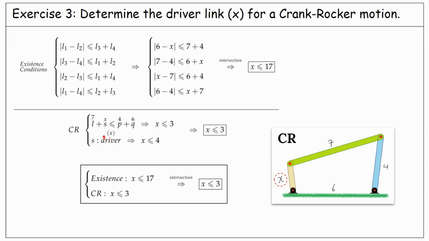The driver is X, and for being the shortest, it should be 4 unit lengths or less. And considering X as the shortest here, this condition ends up as X must be shorter than or equal to 3. The intersection of the two Grashof's conditions becomes X must be 3 unit lengths or less. Finally, we need to take the intersection of this and the requirement for the existence of the linkage, which becomes X must be less than or equal to 3.